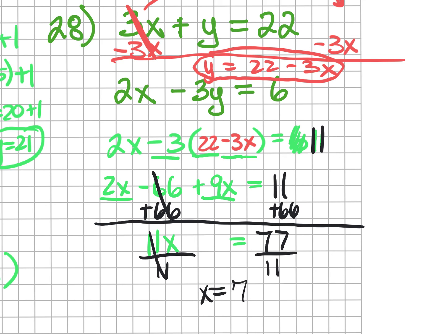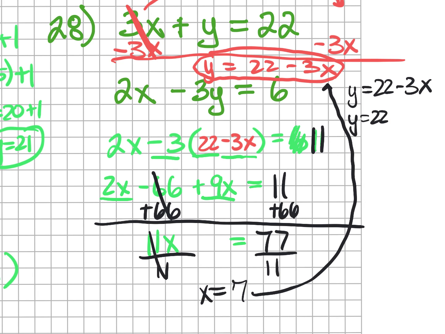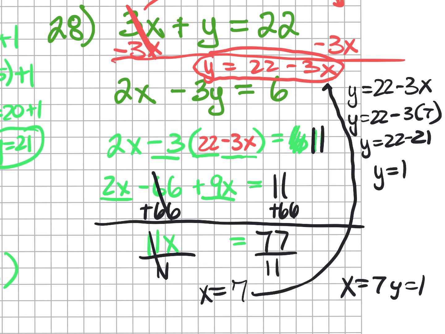x equals 7. Okay, so I can go up to any equation I have and plug that in. I'll go right there. y is equal to 22 minus 3 times x, but I know x is 7, so y equals 22 minus 3 times 7. y equals 22 minus 21. y equals 1. So for this one, x equals 7, y equals 1, which we write like 7 comma 1.